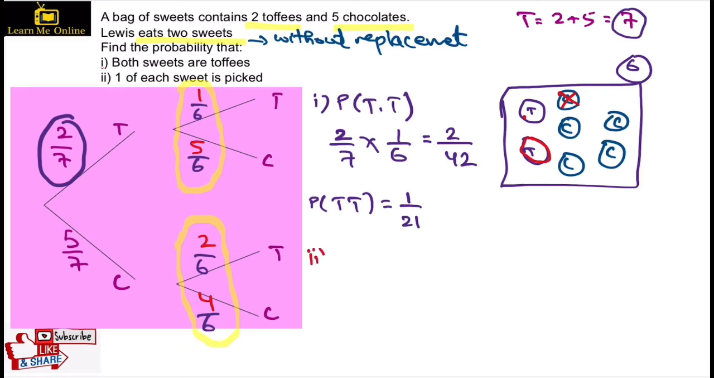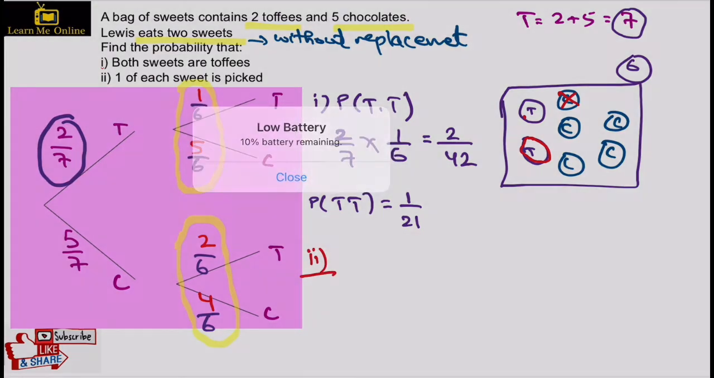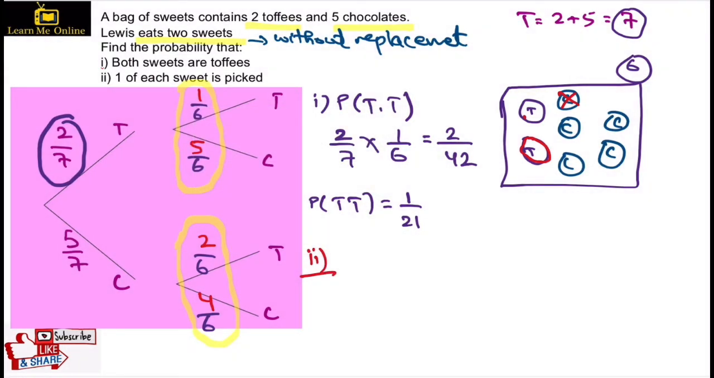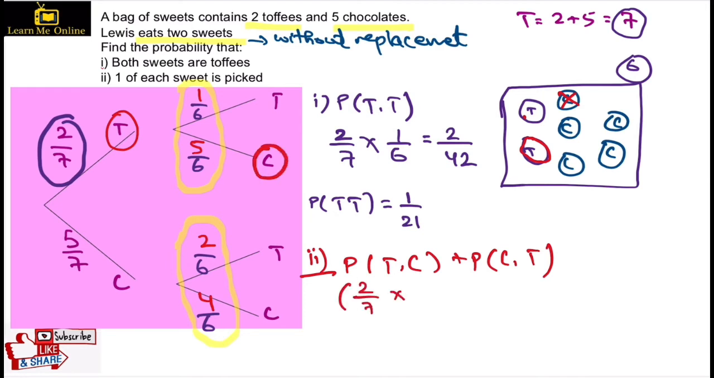Now we have got the next part, which says that one of each sweet is picked. It means that we are looking for the combination of a toffee with the chocolate, and we are looking for the combination of a chocolate with the toffee, because it says that one of each is picked. So the combination of a toffee with the chocolate is, here we have got a toffee and a chocolate. We're going to multiply the fractions together, which is 2/7 times 5 over 6. And getting a chocolate with a toffee would be 5 over 7 times 2 over 6.